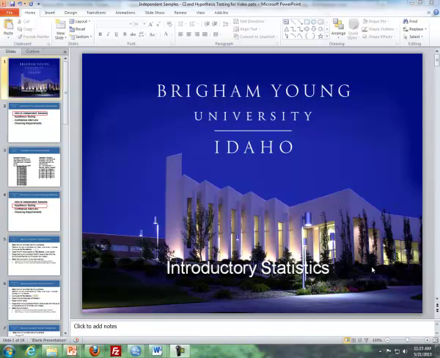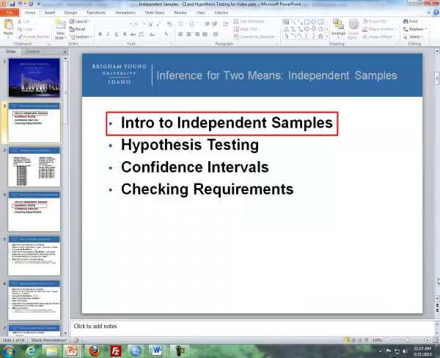These videos will be covering inference for two means, independent samples. And so here's the outline for these videos. First, I'll introduce what independent samples are. Then I'll follow up with how to do hypothesis testing with independent samples, following it up by confidence intervals, and then wrapping it up with checking requirements for independent samples.